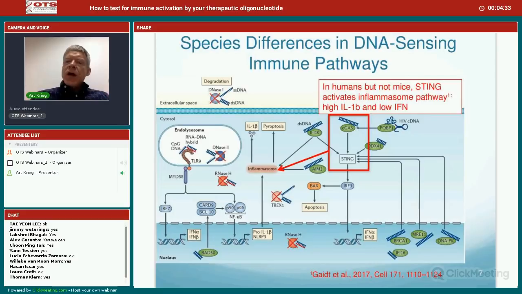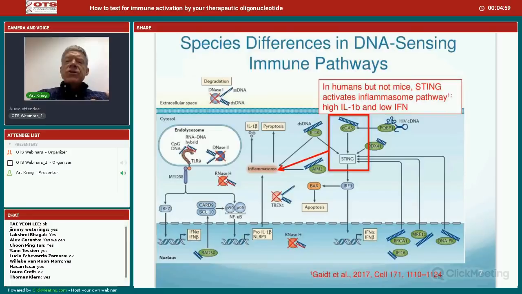So in a setting of stress, where you have cells where the nuclear integrity is lost, and DNA leaks out from the nucleus into the cytoplasm, that also can activate the cGAS system. So this is not just a pathway for detecting foreign nucleic acids. It's also a pathway for detecting cellular stress or perhaps tissue damage.